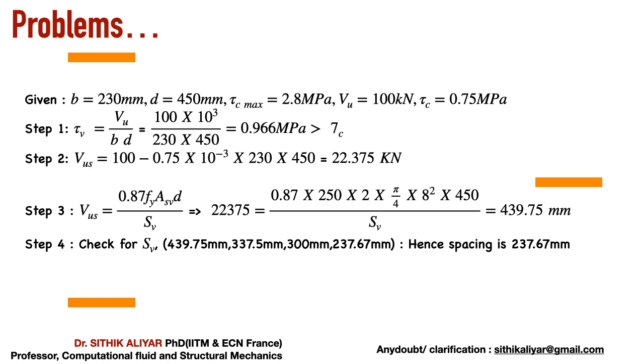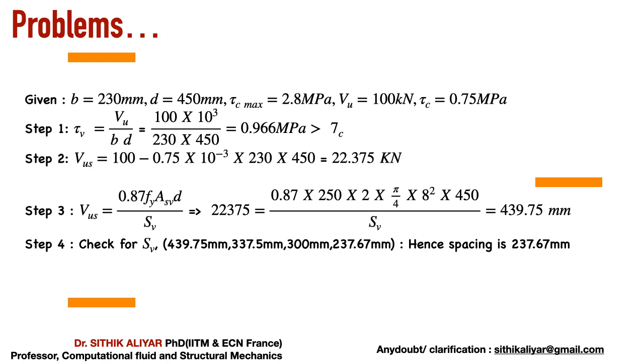237 is nothing but the spacing calculated based on minimum shear reinforcement. For the same question we calculated the previous problem, so I didn't include it here. Minimum of all the three will be your answer. I hope all the 3 problems I have shown here, I repeated exactly the same procedure.